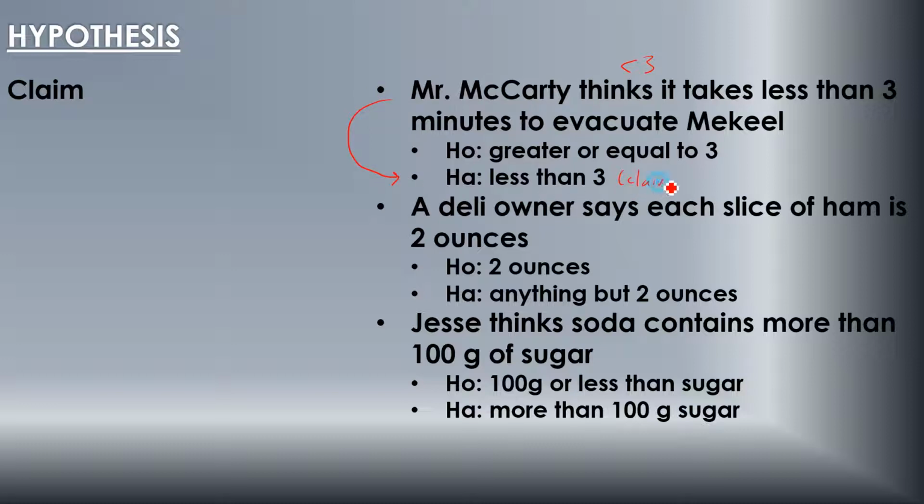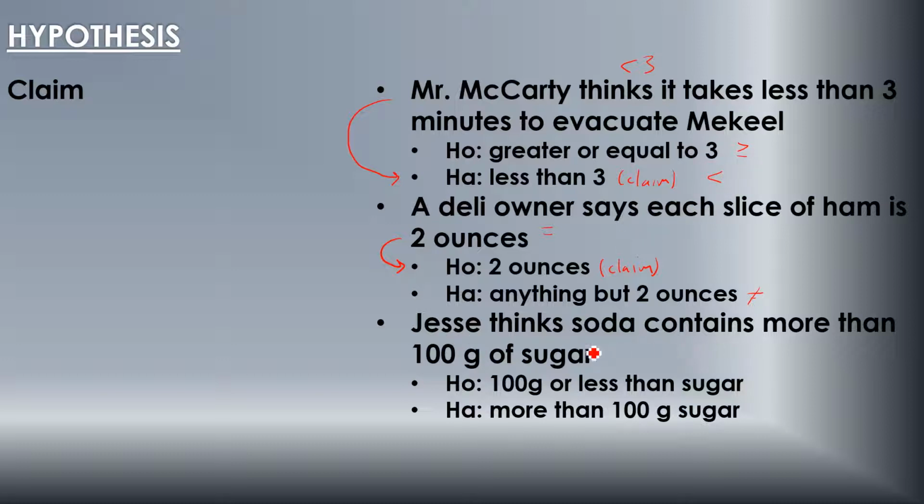Okay, a deli owner says that each slice of ham is 2 ounces. That's an equality claim, so they actually gave us the null. Here's our claim. The alternative says anything but 2 ounces, so that would be a not equal. And if I go back up, our null was greater than or equal to and less than.